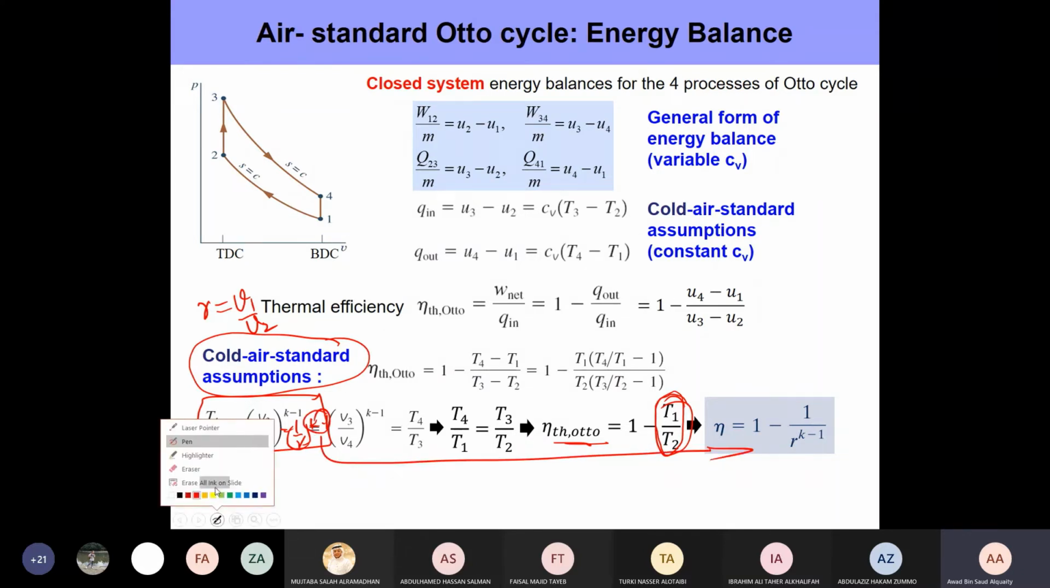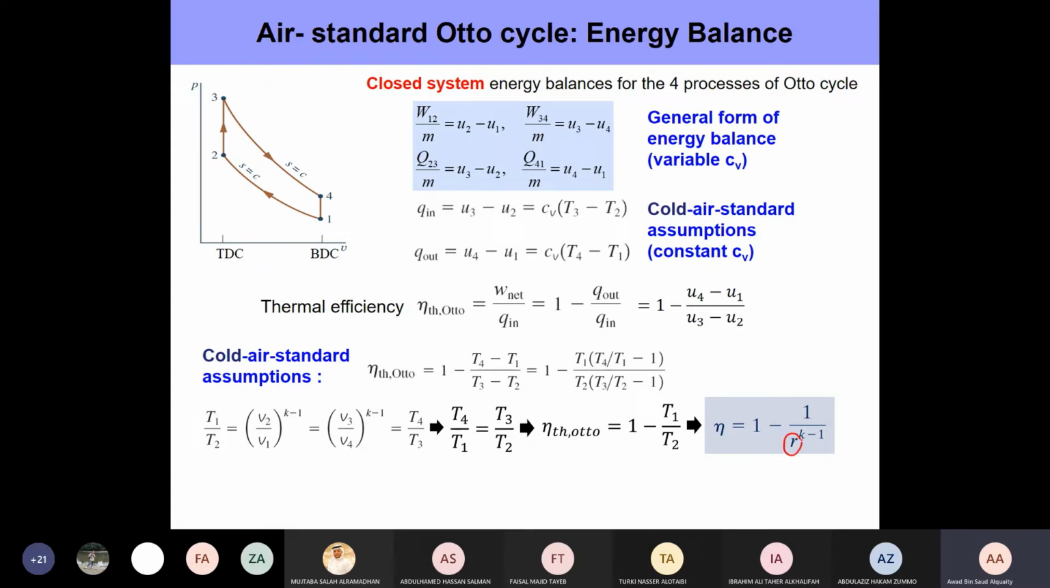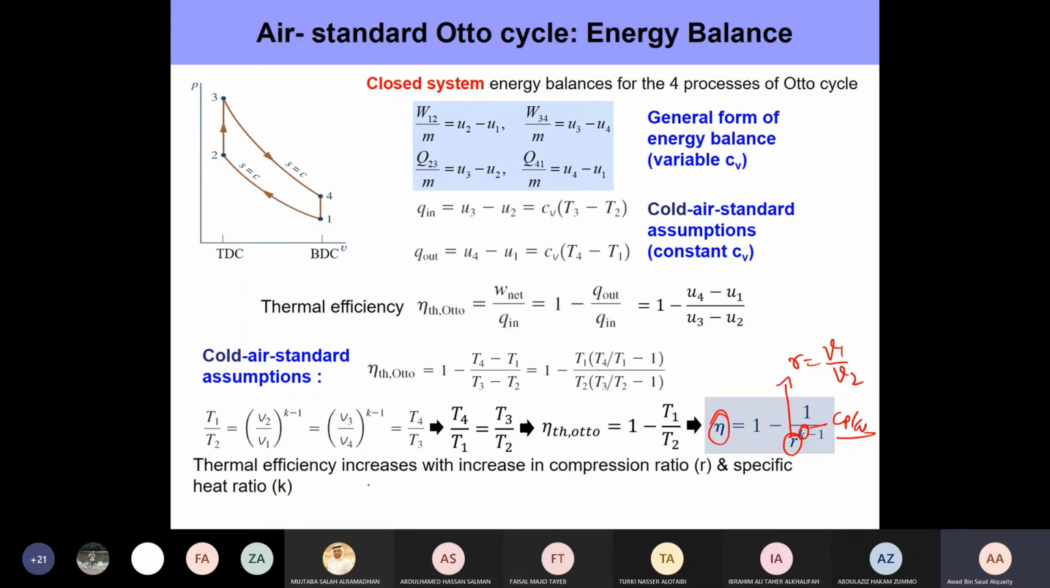So r is the compression ratio, and it's equal to V1 by V2, and k is the specific heat ratio, Cp by Cv. The value of k is given in table A20. You can pick it up directly from there at the temperature that's mentioned. So what we see from here is the fact that the thermal efficiency of the Otto cycle depends on both compression ratio and the specific heat ratio. It's going to increase with both of them. How is it going to increase? Is it going to be a linear increase, non-linear increase? We'll see that in the next slide. Any questions till here?